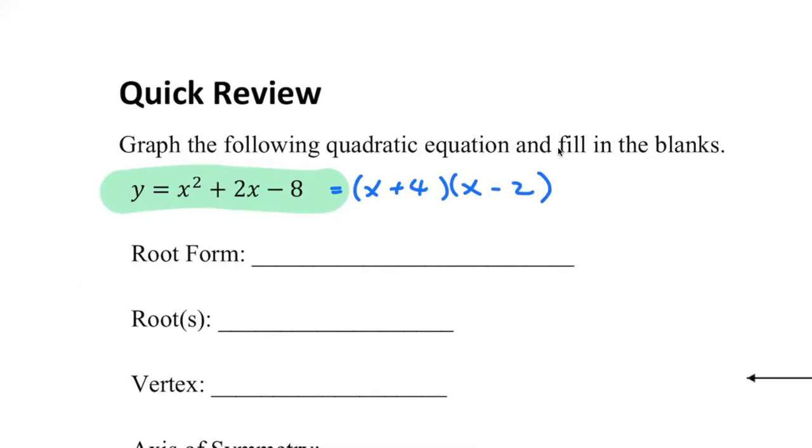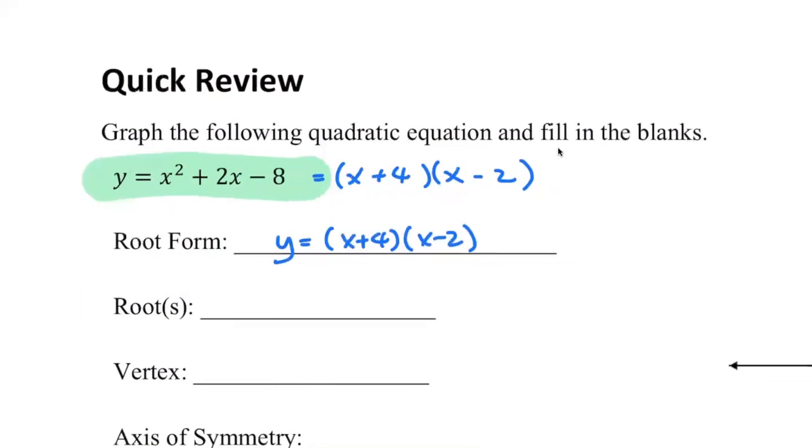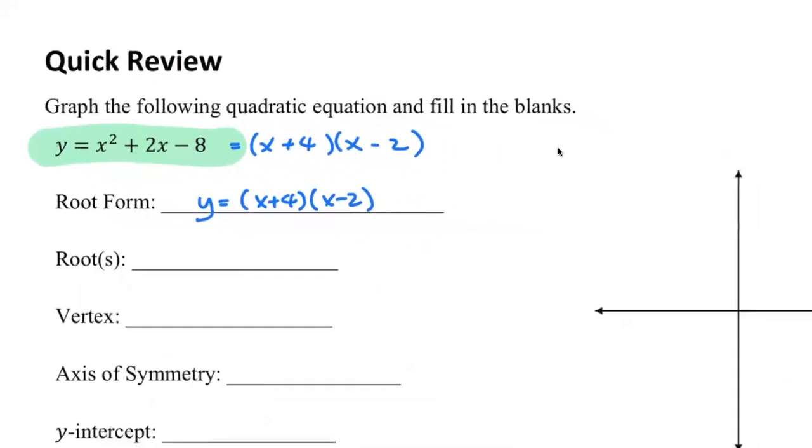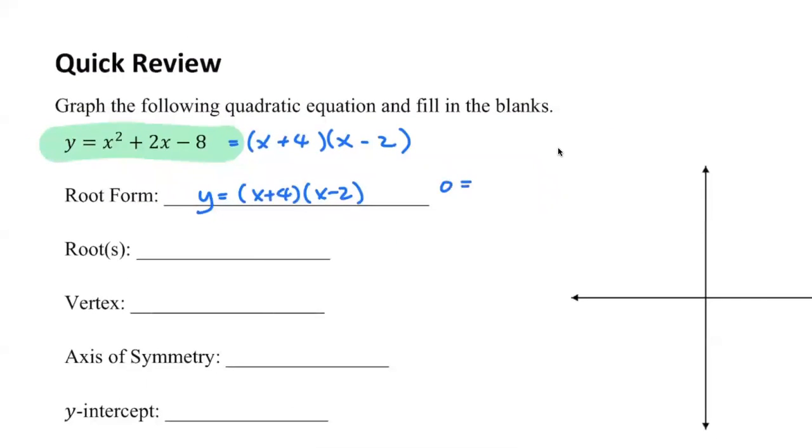That's this. So we say, hey, we have a root form. This is the root form of the quadratic equation. And then we say, hey, what are the roots? Well, we call this the root form because we can tell the roots right away, and we can do that by setting y equal to 0. Let's go ahead and set y equal to 0.